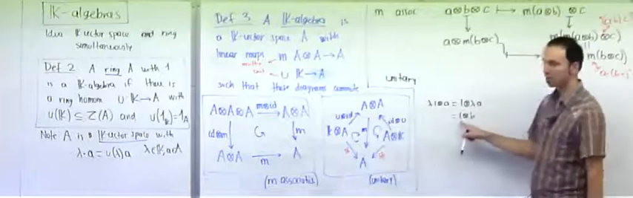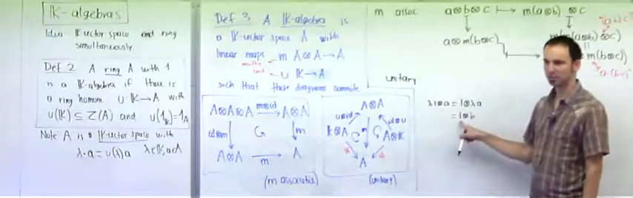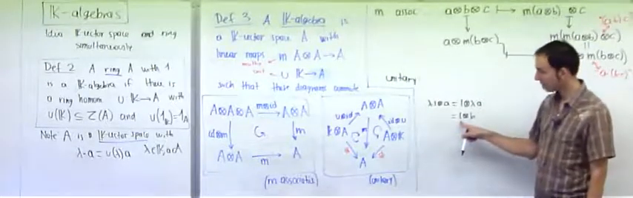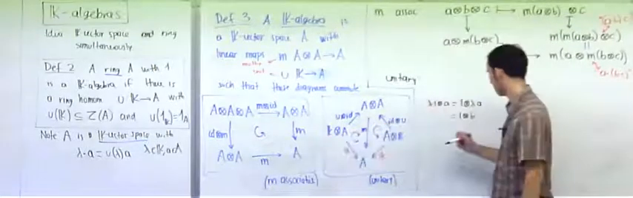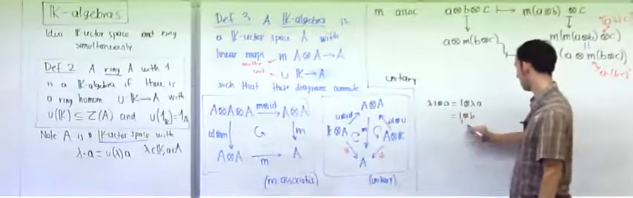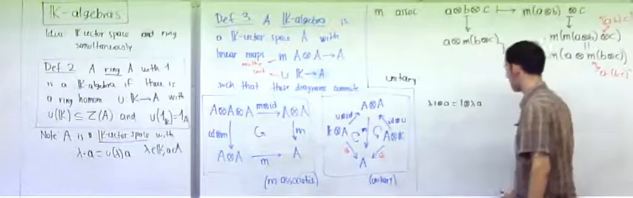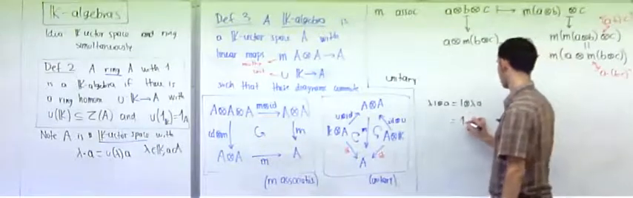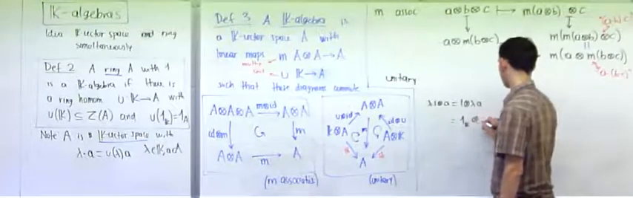Now which 1 is this? I want to be careful. This is the 1 of K, right? Because it lives here. Okay. So I'm going to take 1 of K and tensor it with B.